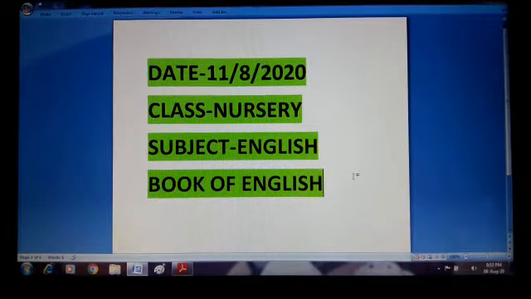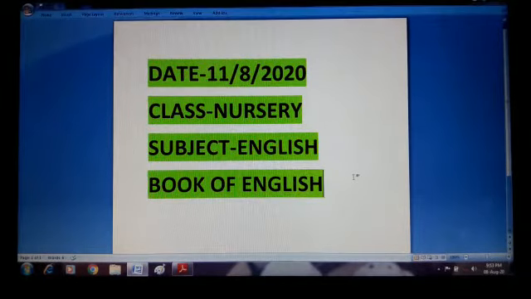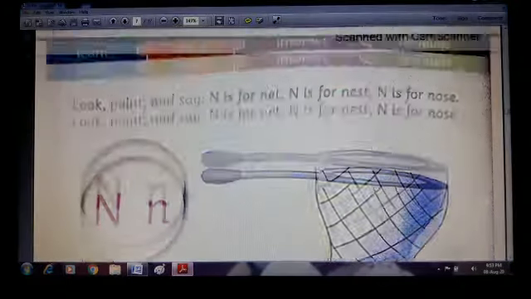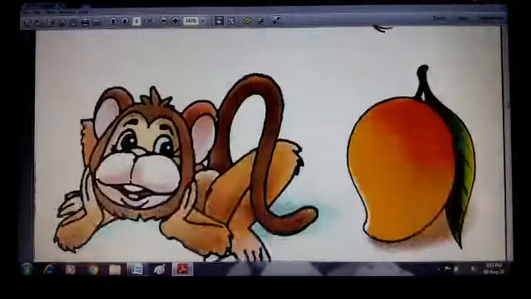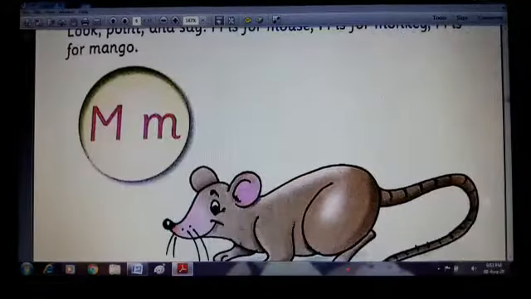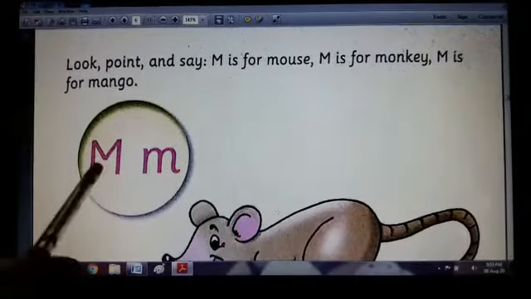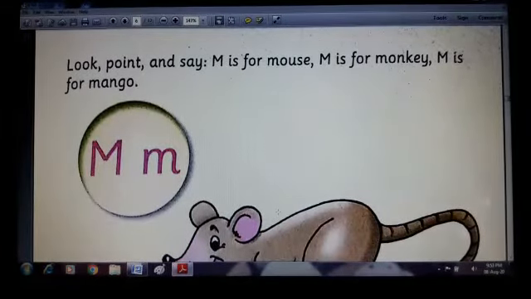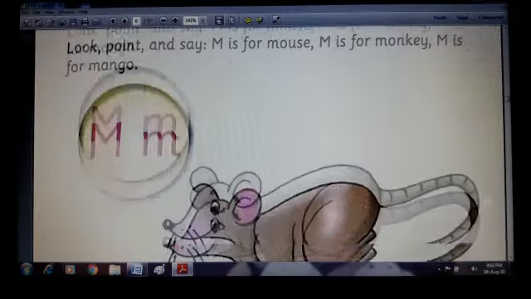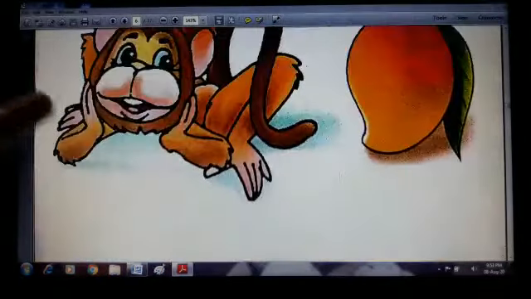So today's date is 11th of August 2020, class nursery, subject English, and the book name is Book of English. Previous day we learned that this is capital letter M and this is small letter M. M is for mouse, M is for monkey, and M is for mango.